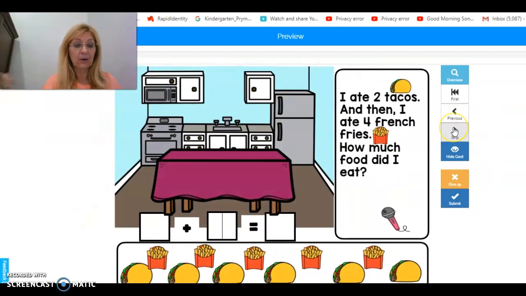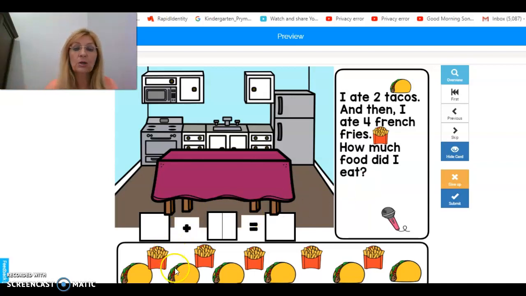How about some French fries and hamburgers? That sounds yummy to me. Okay. Oh, I'm sorry. Tacos. Tacos and French fries. Let's go. It says, I ate 2 tacos. How many tacos? 2. And then I ate 4 French fries. How much food did I eat? Wow. They want to know how much food did you eat in all.